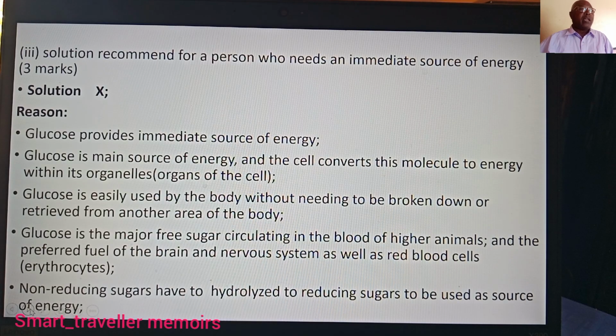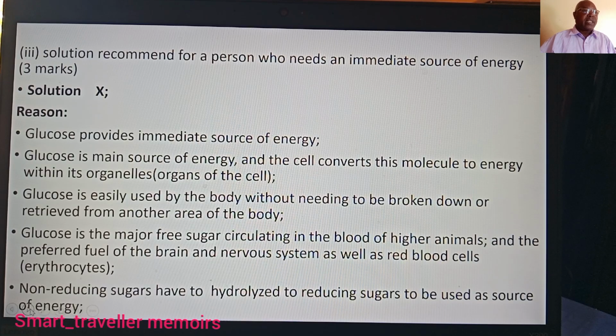Question 3, Roman 3. The solution recommended for a person who needs an immediate source of energy is solution X. And the reasons are as follows. Glucose provides immediate source of energy. Next, glucose is the main source of energy, and the cell converts this molecule to energy within its organelles, or organs of the cell. Organelles are organs of the cell.